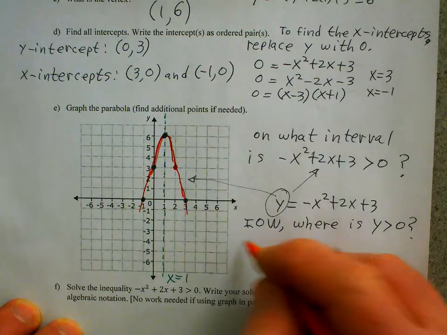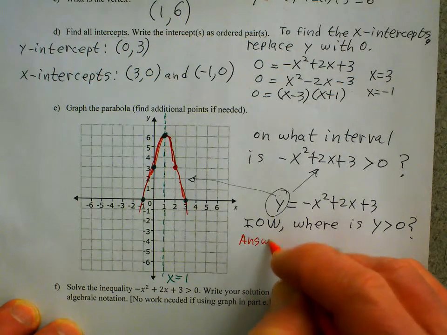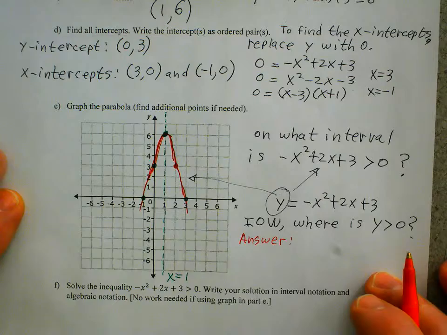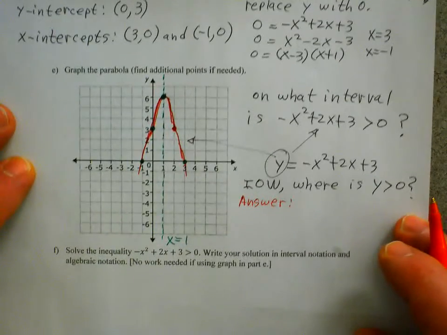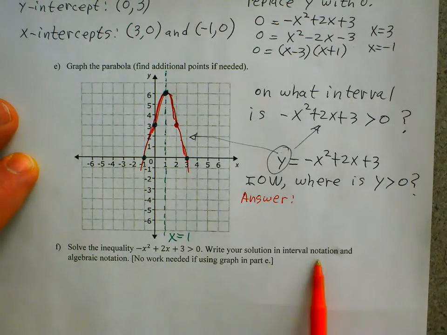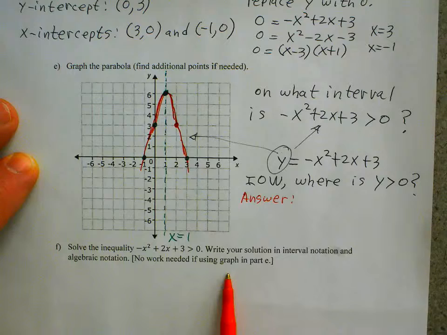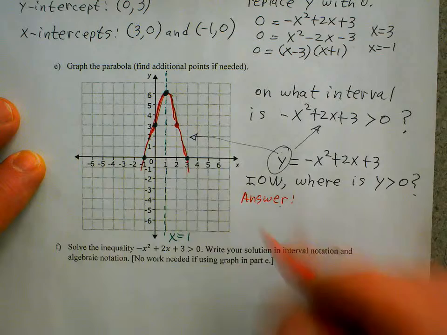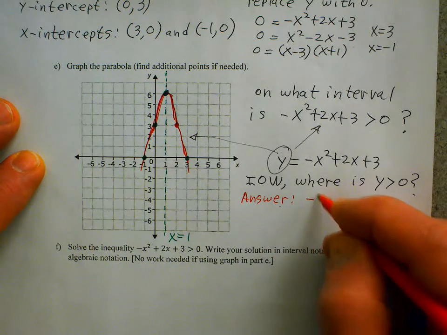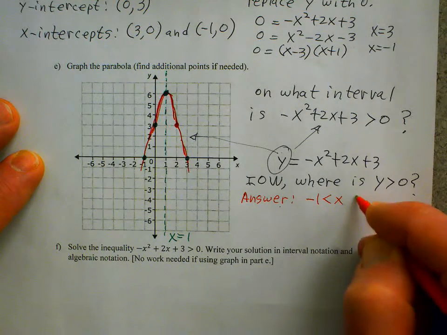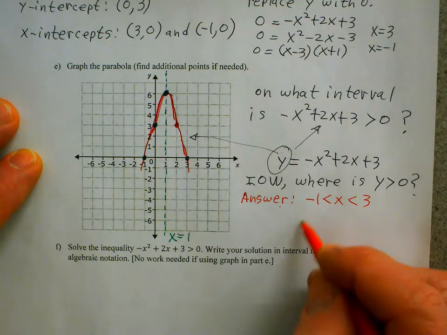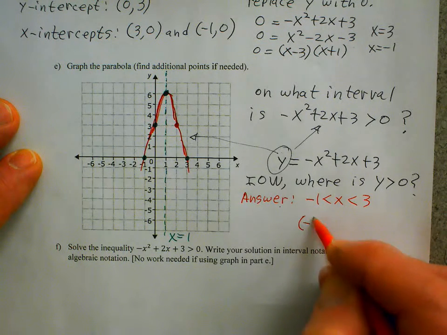So the answer, we're doing part F, it says write your solution in interval notation and algebraic notation. I'll go ahead and write it up here. In algebraic notation, it's negative 1 is less than x, which is less than 3. The interval notation is parenthesis negative 1 comma 3.